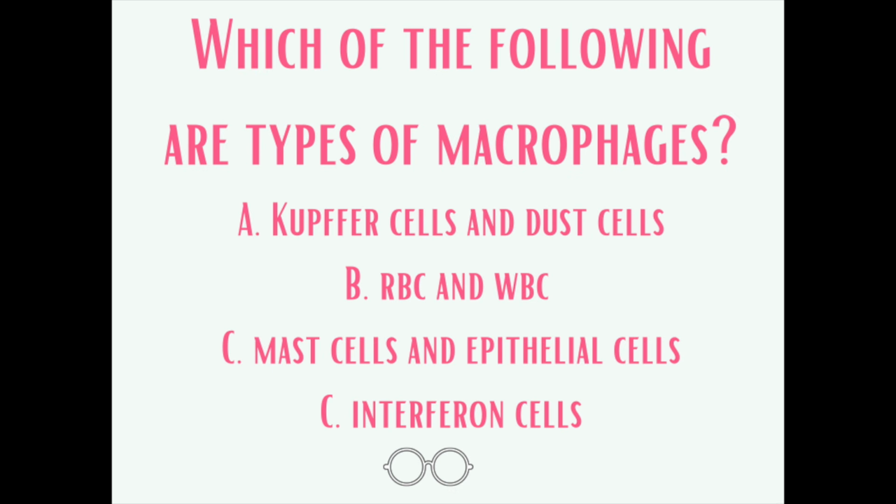Which of the following are types of macrophages? A. Kupffer cells and dust cells. B. Red blood cells and white blood cells. C. Mast cells and epithelial cells. Or D. Interferon cells. The answer here is A.